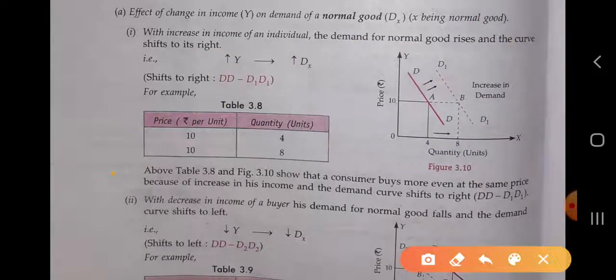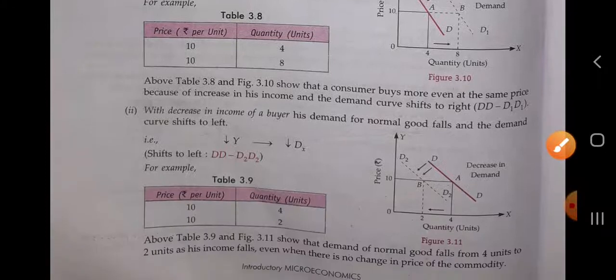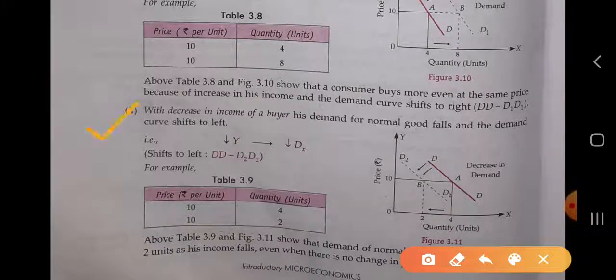In the above table 3.8 and figure 3.10, it shows that the consumer buys more even at the same price. Here the price is the same. Because of the increase in his income, the demand curve shifts to the right, from D to D1. Now the next condition is, with the decrease in income of a buyer, the demand for the normal good falls. The demand curve will shift to the left.